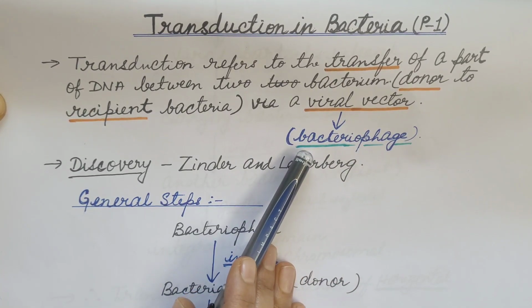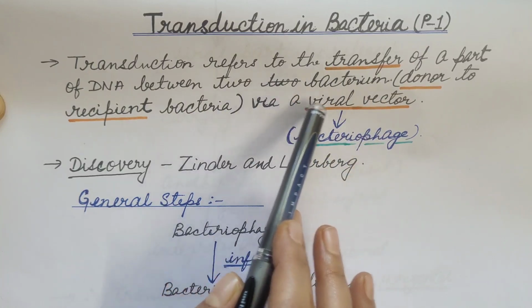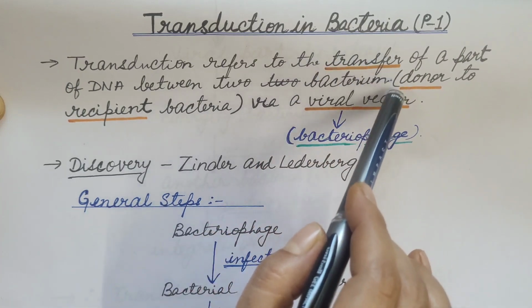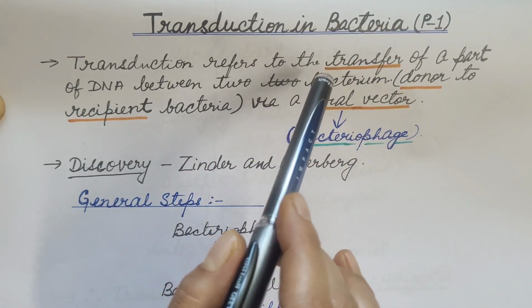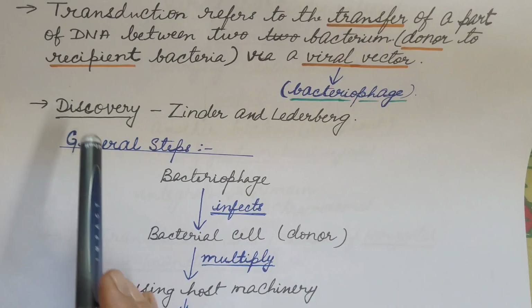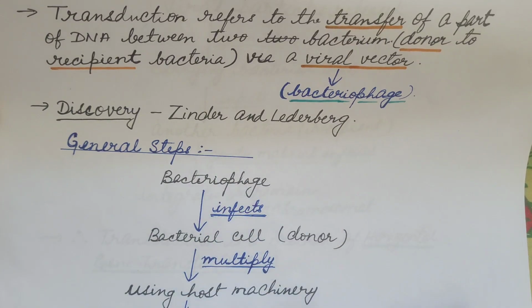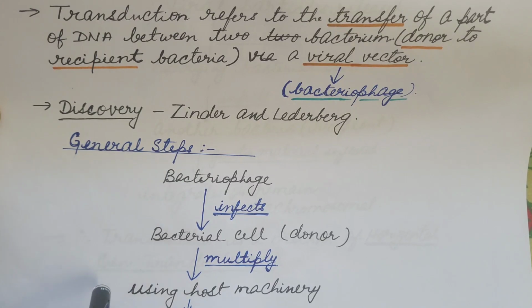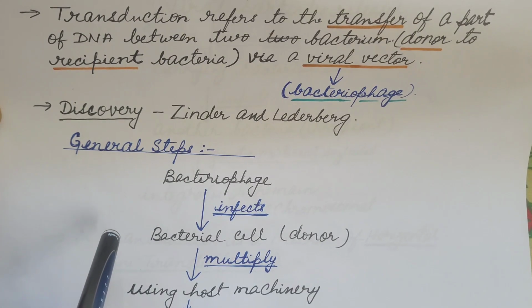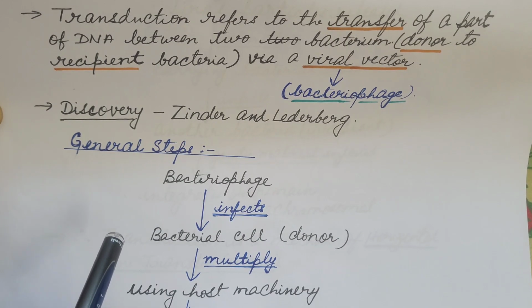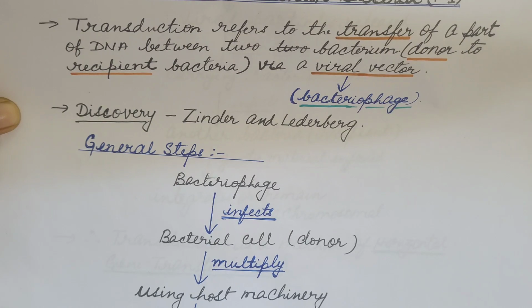So in this process, with the help of the viral vector, a fragment of DNA is transferred from one bacterium to the other, which are known as donor and recipient respectively. It was discovered by Zinder and Lederberg. Let us see the general steps of transduction in brief. We have already discussed it in detail in the transduction video related to the NEET exam. If you want to know it in detail, you can click the link given in the description box.